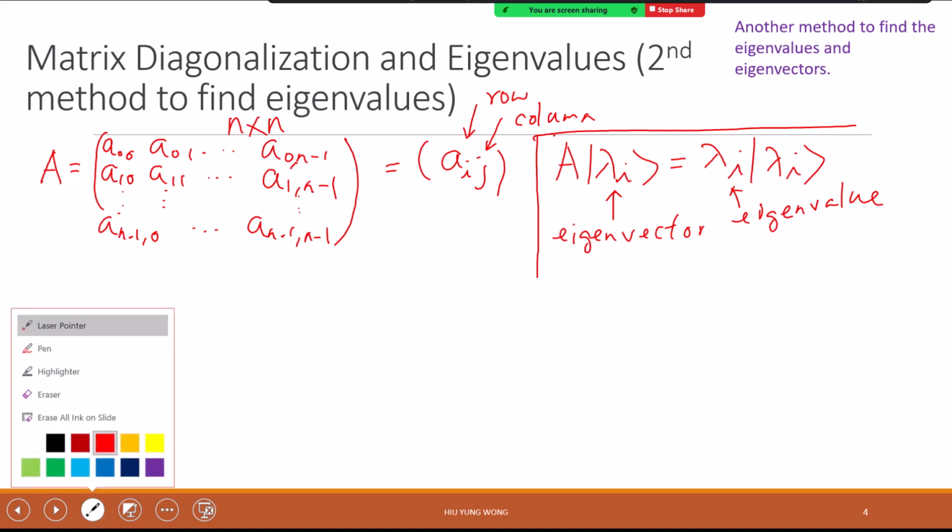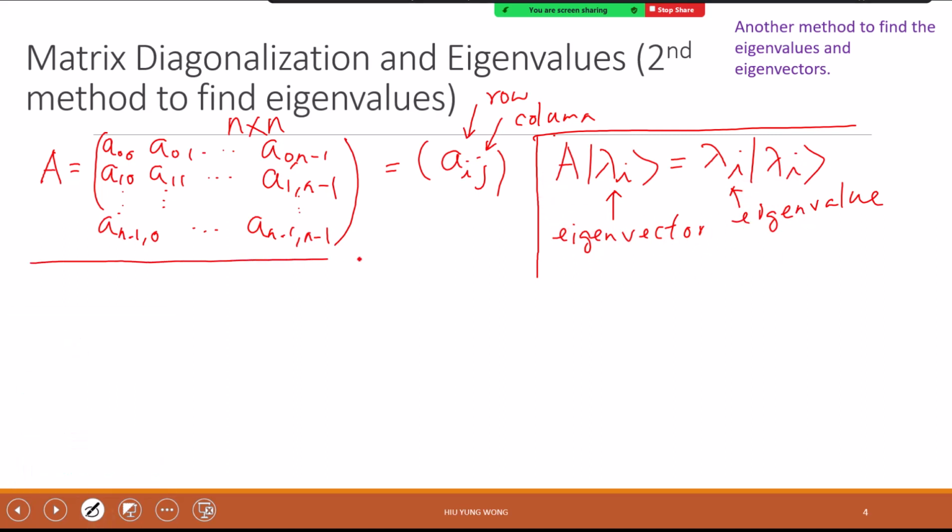Okay, so we are just reviewing some definitions, right? These are the definitions. Okay, so now how can I find it? One way is like what we did earlier, right? What we did earlier is just a 2x2 matrix, right? But now I can say, how about this?